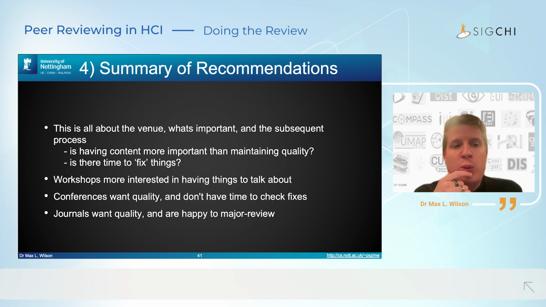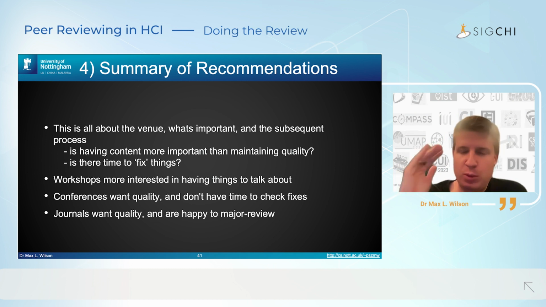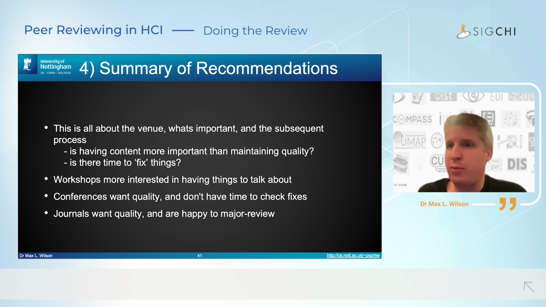So then you're starting to come to your summary of recommendations. You've gone through all that thinking, what are you really saying now? This is your next job. What are we really going to say? What does this venue need to make a decision on? How are you going to articulate and help that decision? The workshop is just interested in, is it interesting to talk about? So you can quite quickly say, this is quite early work, but very interesting, very thought-provoking.